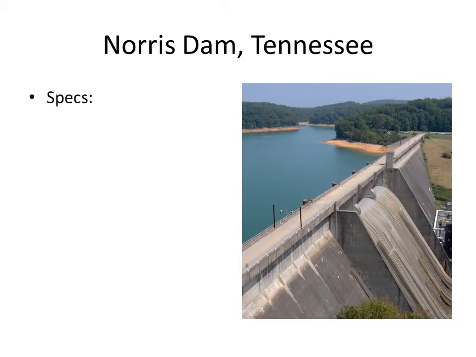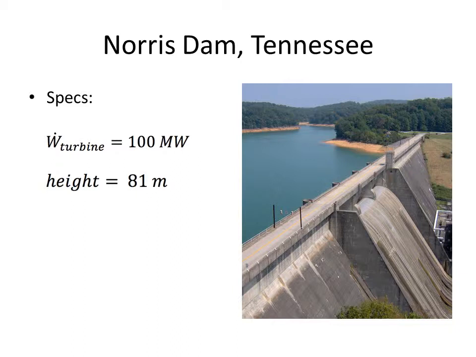In this example, we will be examining the Norris Dam in Tennessee. The specifications for this dam are a height of 81 meters, a rate of work done by the turbine of 100 megawatts, and a flow rate through the dam of 150 meters cubed per second.